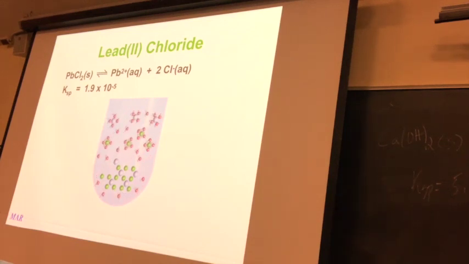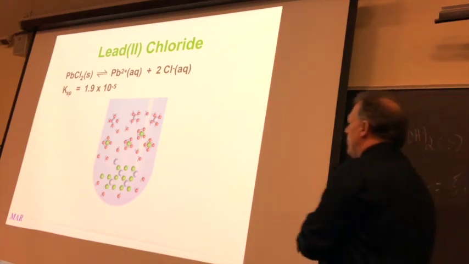This is an example of adding a solid to water. This is lead(II) chloride, and the Ksp is 1.9 times 10 to the minus 5, and it's a K much less than 1. So you would expect to see solid form. But in reality, what's happening here is another equilibrium.